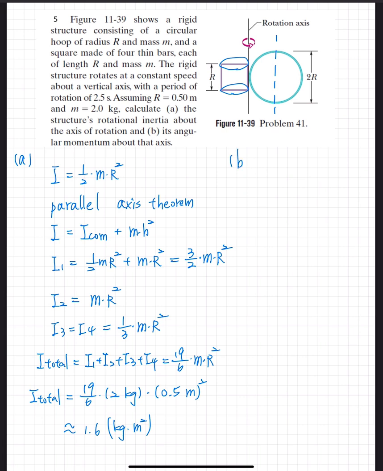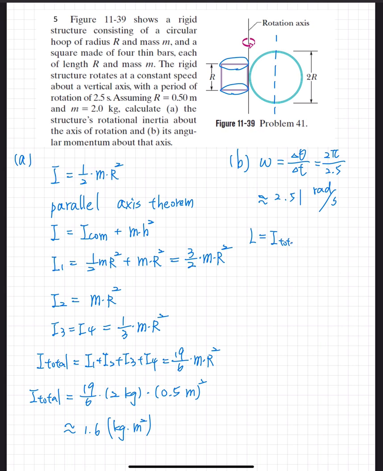And then we look at part B. We need to know the angular velocity is equal to angle divided by time. So we can get the answer is 2 pi divided by 2.5, and it is about 2.51 radians per second.